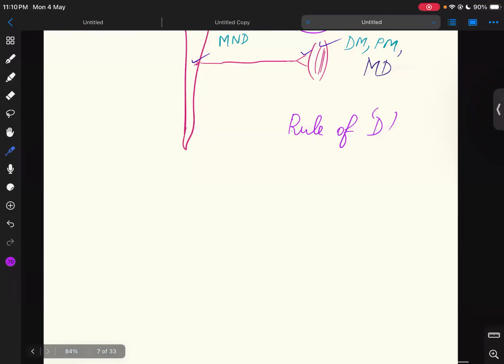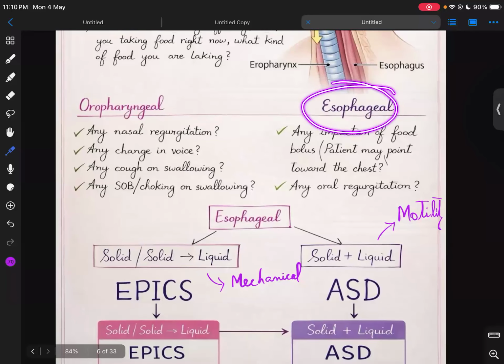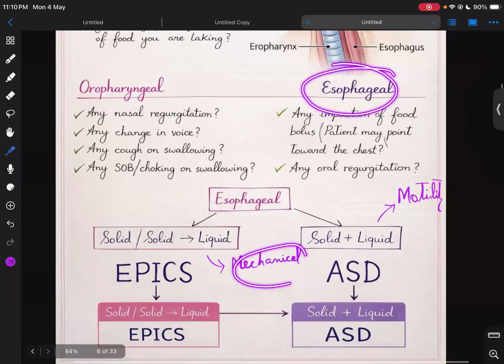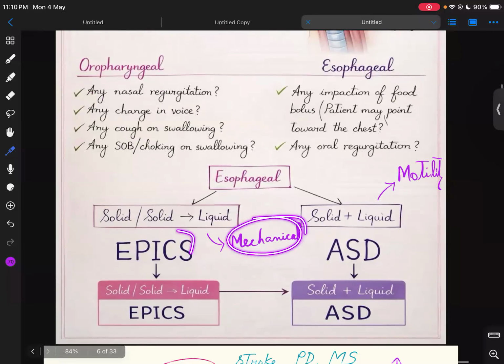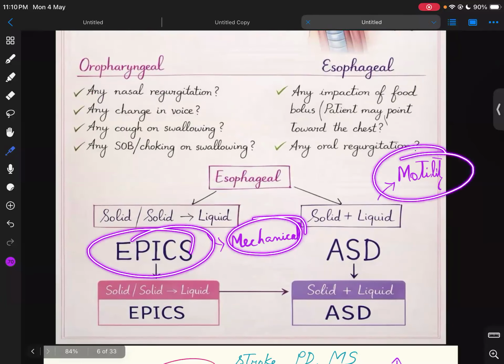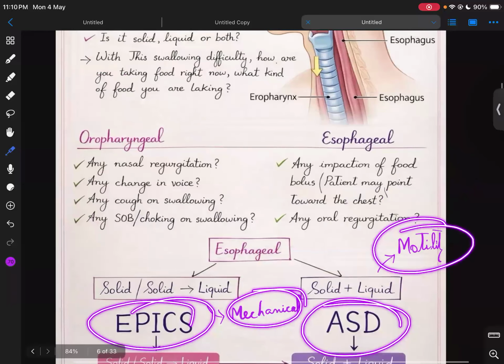There are several mnemonics. For the esophageal, there are two types: one is mechanical and one is motility. How to rule them out, we have already discussed. For mechanical, it is EPICS. For motility disorder, it is AST. For oropharyngeal dysphagia, there is no mnemonic.